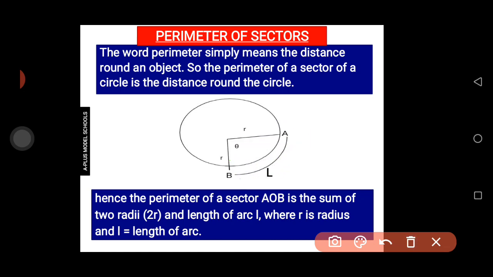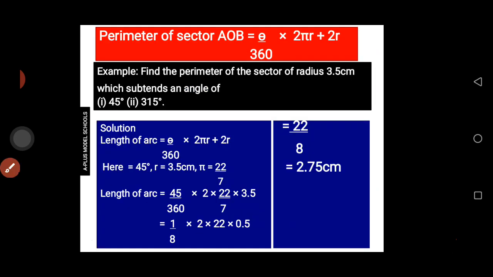So where R is the radius and L is the length of the arc. From there, the formula for finding the perimeter of a sector is theta over 360 multiplied by 2 pi r plus 2r, which is the 2 radius. So you can see the formula for finding the length of an arc is theta over 360 multiplied by 2 pi r. But when it comes to the perimeter of a sector, you add 2r to the formula for finding the length of an arc.